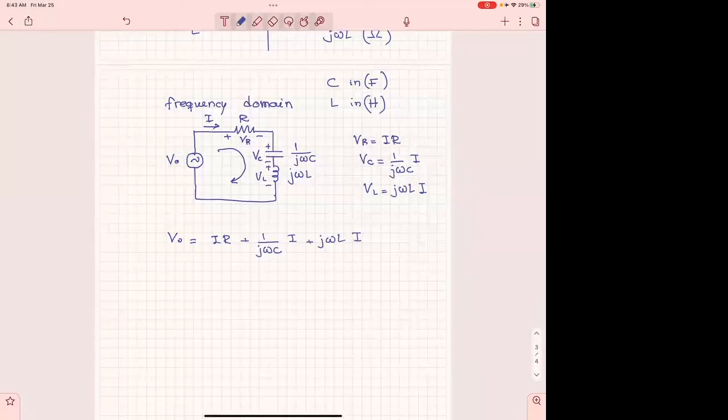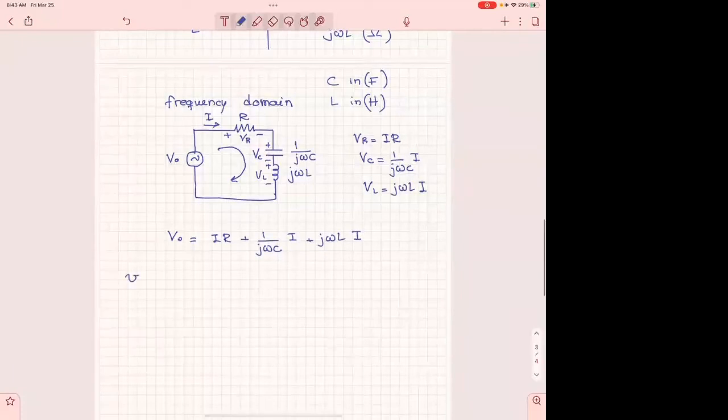Where V naught is the maximum of the initial voltage. It is the maximum of the harmonic excitation. And when does the maximum happen? When cosine omega t becomes 1. So V naught is the maximum, and whatever I you find from here is going to be the maximum. I is going to still be a harmonic.